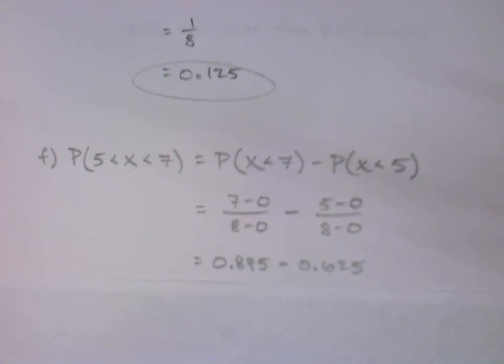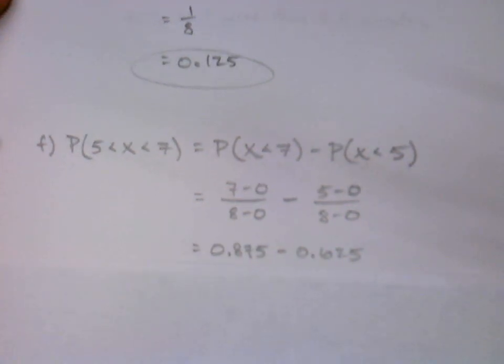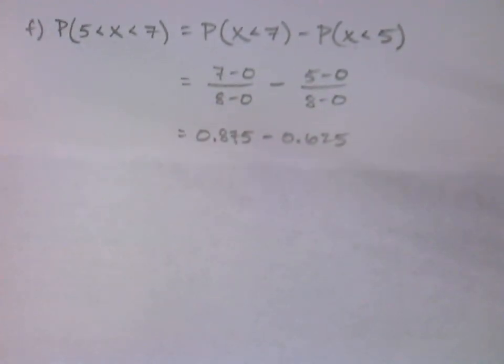If we do each of those separately, 7 over 8, 5 over 8. Sorry, it's getting a little bit blurry. Let me pull it up. Our final answer happens to be 0.250. They've got a 25% chance that they'll have to wait somewhere between 5 and 7 minutes.